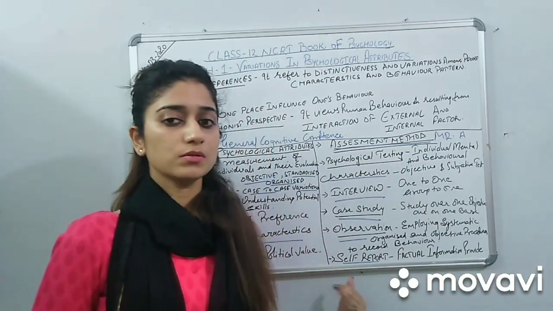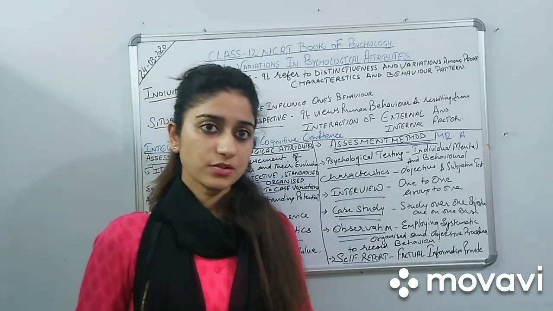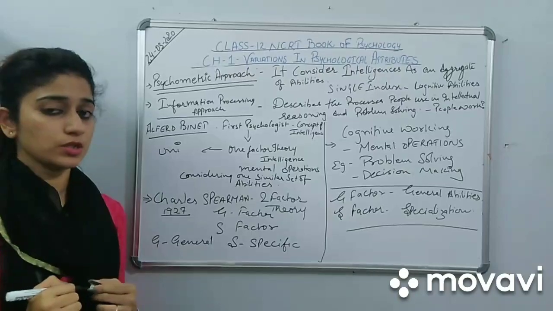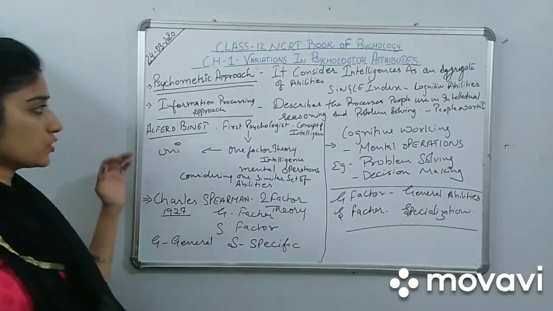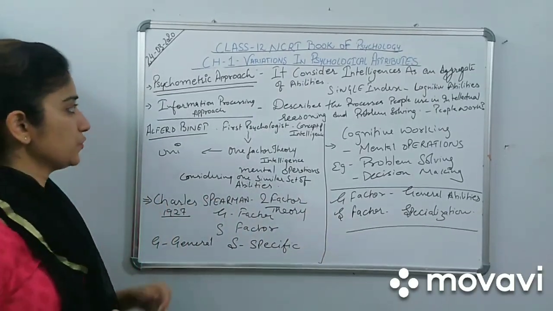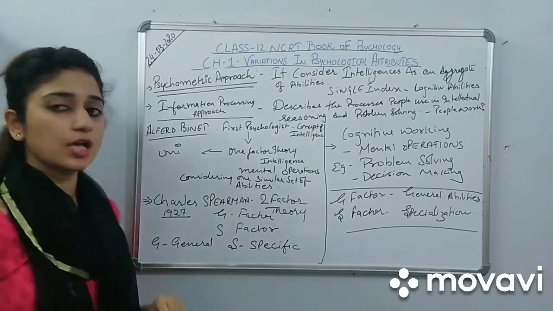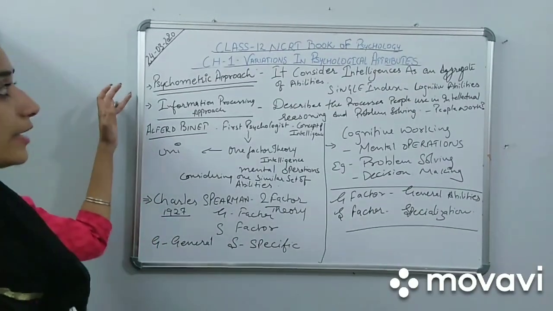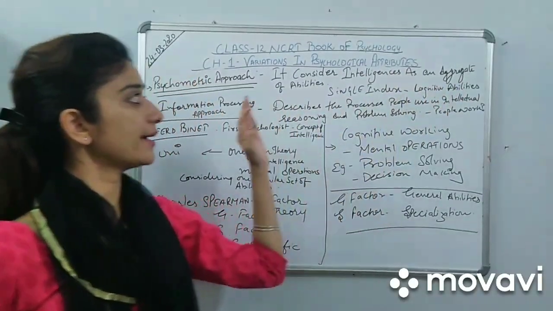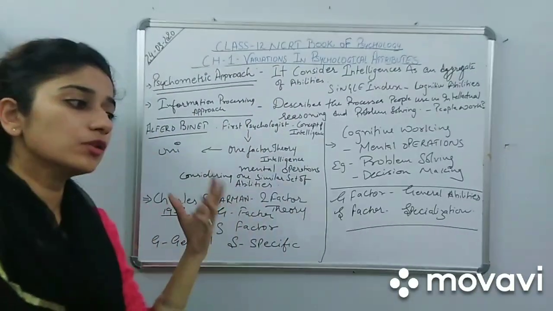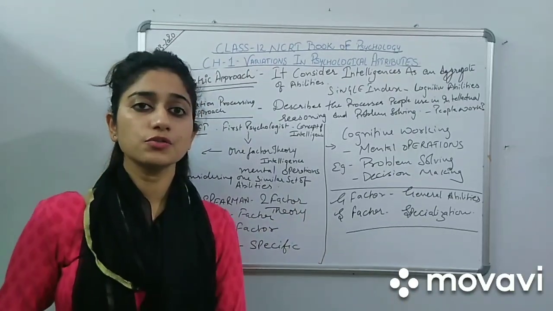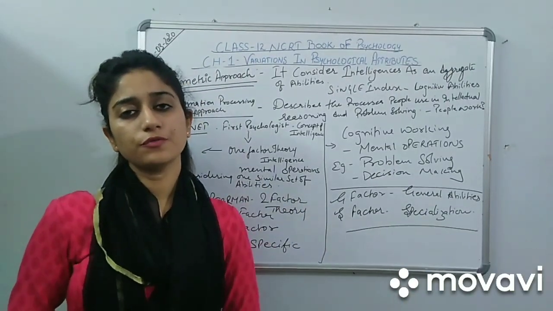Understood? So let's start with the next topic, that is theories. Now we have been talking about the two approaches, and also about the two psychologists who gave their intelligence theories, Alfred Binet and Charles Spearman. The psychometric approach considers intelligence as an aggregate of abilities, meaning what abilities the person has, all that is taken together, and then we put it out in front of a person.